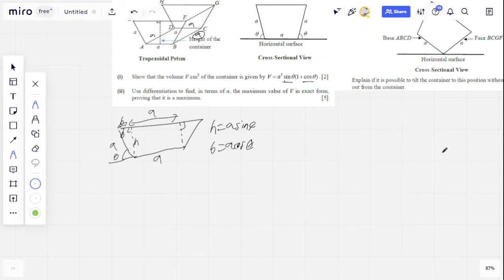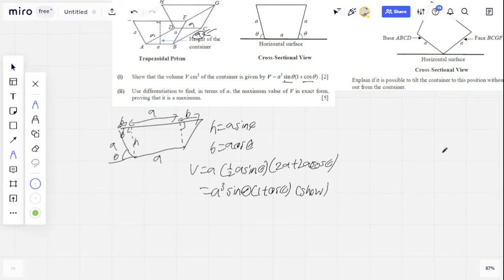Now you find the volume, which is simply the length A multiplied by the area of the cross-section: half times the height, a sine theta, times the sum of the parallel sides. The double length is a plus 2b, so 2a plus 2b, which is 2a plus 2a cosine theta. Simplifying everything, you factorize out 2a from the last factor and you get 1 plus cosine theta back. So part i is pretty simple.